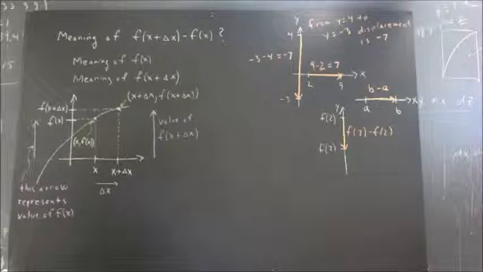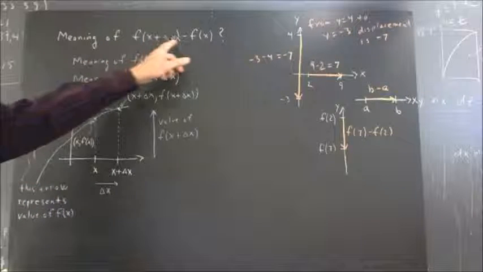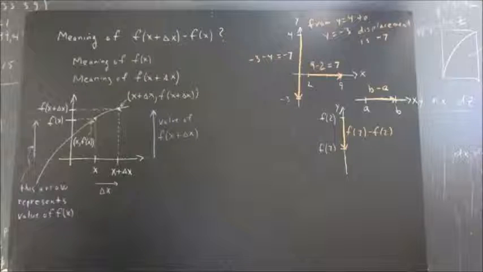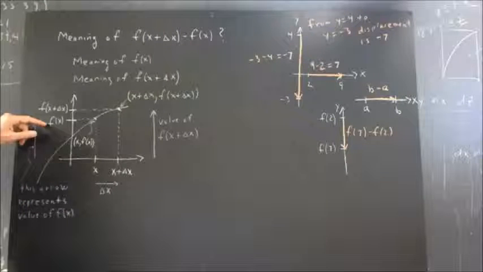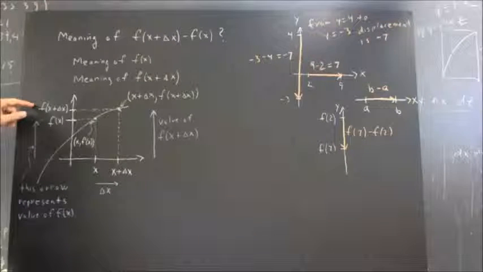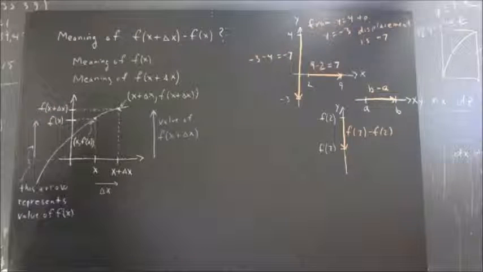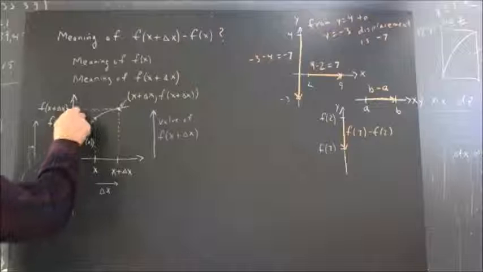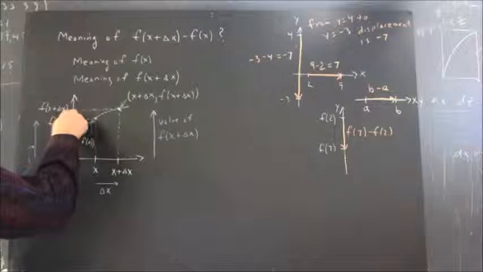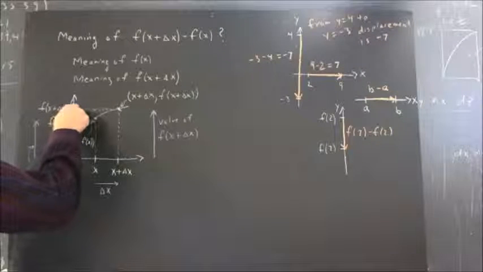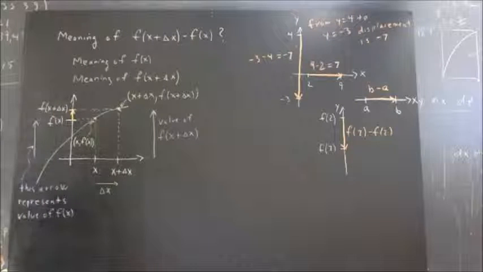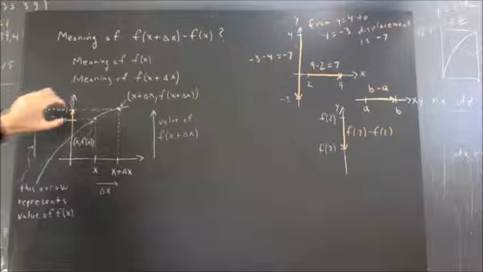Now we want to get a handle on the meaning of f of x plus delta x minus f of x. Well, here's f of x, here's f of x plus delta x on the y-axis. Now, consistent with what we saw over here just a little while ago, f of x plus delta x minus f of x could be represented by this arrow. So, there we have it.